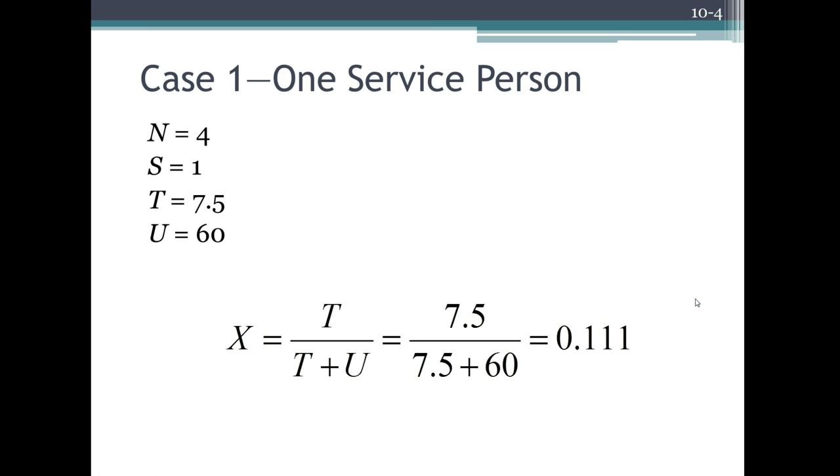Okay, one service person. So that's how we begin. So first we have to calculate X, or the service factor. This number will be used to determine F, which is the efficiency factor. In turn, the service factor will help us to determine the number of machines that are down. Substituting N, S, T, and U in the equation for X, we arrive at 0.111. And we'll look that up on the table that's coming up next.